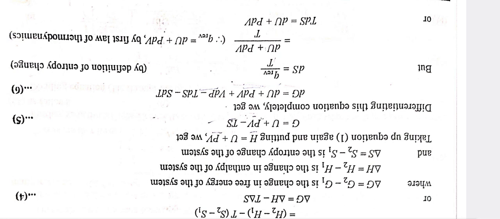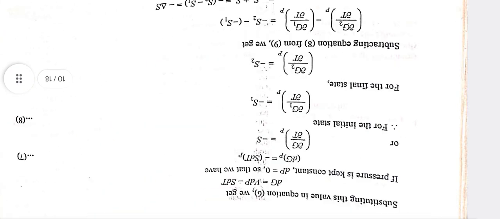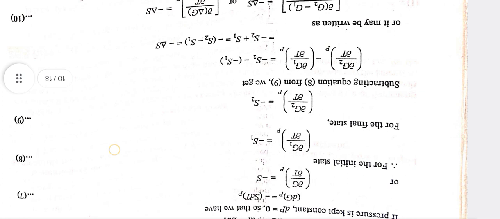dS is equal to Q reversible by T, which is dU plus PdV by T, since Q reversible equals dU plus PdV by the first law of thermodynamics. So TdS is equal to dU plus PdV. Substituting this value, we get dG is equal to VdP minus SdT. If pressure is kept constant, dP is 0, then del G by del T is equal to minus S.